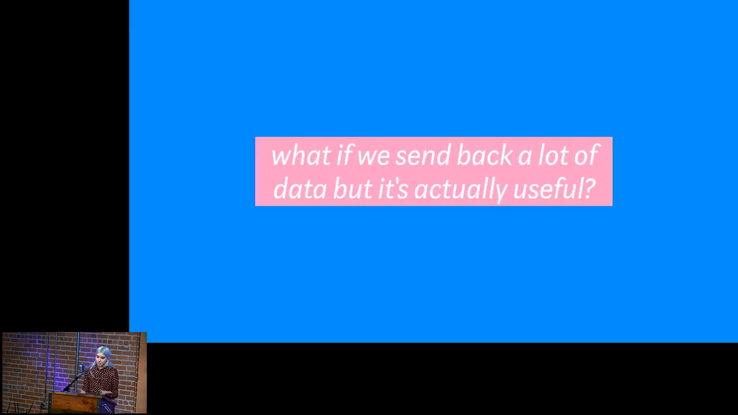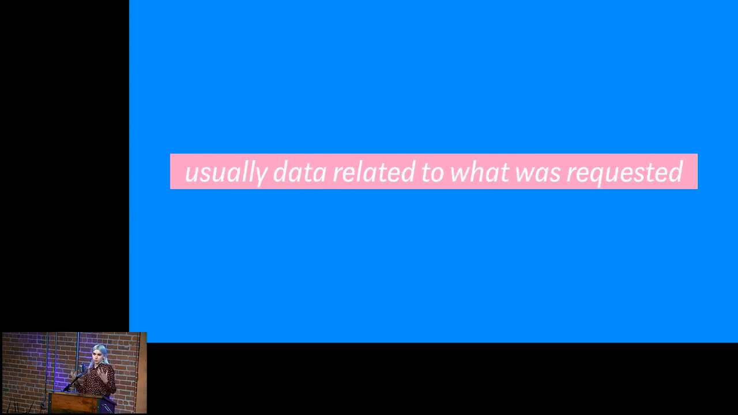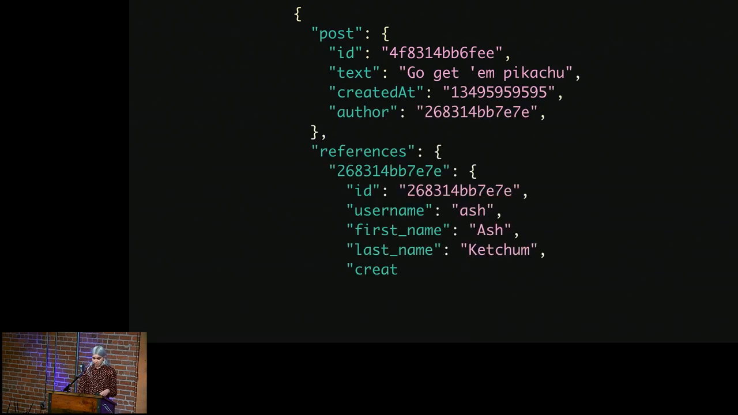But what if we send back a lot of data, but some of the data is actually useful? I showed you a bunch of stuff that was just garbage in there, so it wasn't useful, so we could remove it and use our repo object. But what if it's actually useful? So at Medium, we called these references. You might call them something else. But it's basically data that was related to what you requested. And it might look something like this.